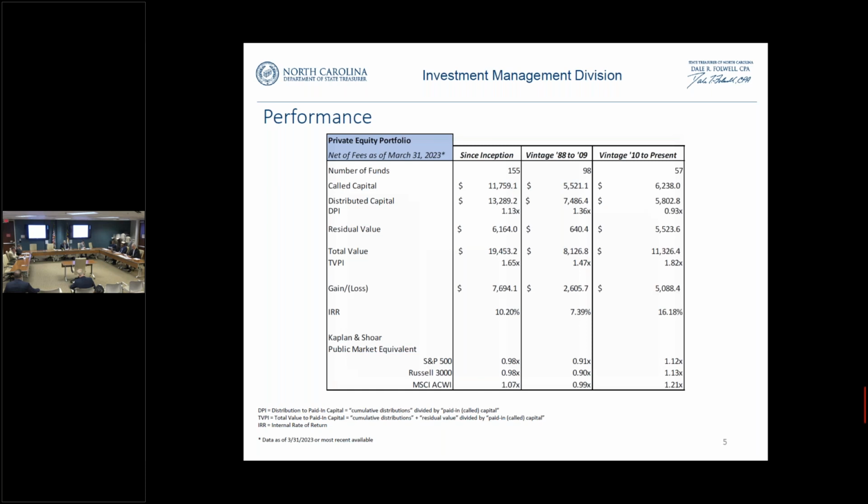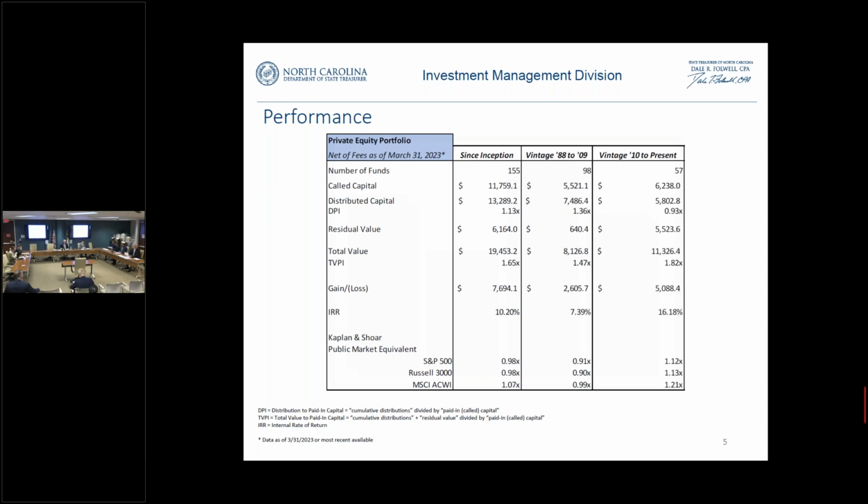which equates to a total value to paid-in, that TVPI number, of 1.65, which means for every dollar we committed, we have created value of 1.65, or 65 cents on the dollar is our profit. In dollar terms, that equates to approximately $7.7 billion since inception. And the IRR since inception is 10.2%.